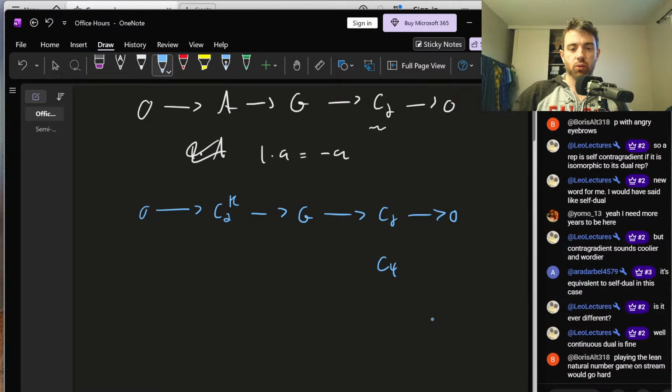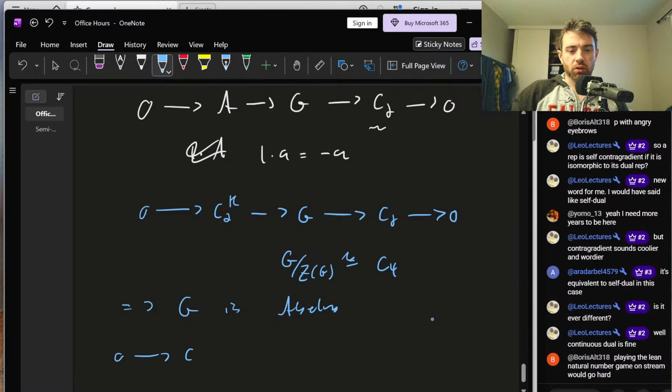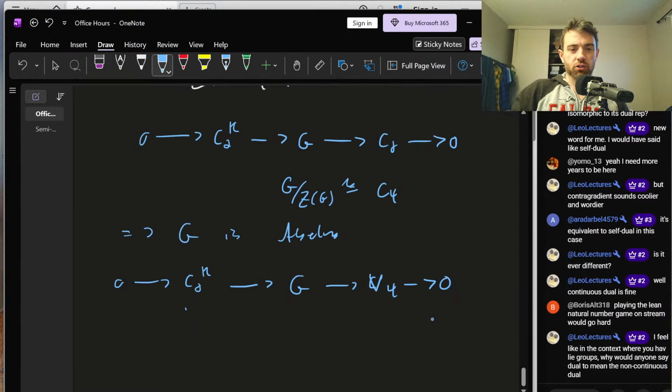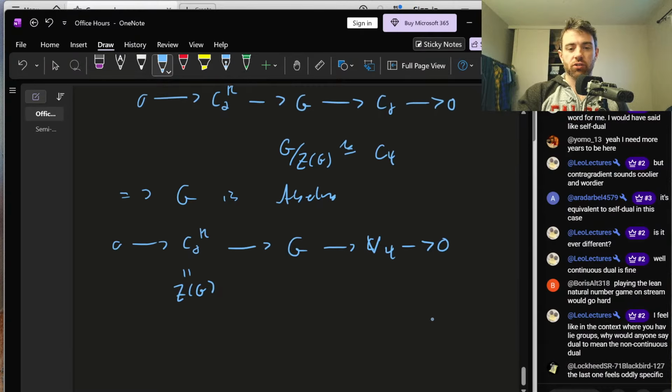Either we could have C4 at the tail end, but that would mean that G mod the center is cyclic, which implies that G is abelian. So actually we can ignore that case because we already understand it. And then the other one would be this. So here we have the Klein 4 group, sometimes written as V4, with the additional information that this has to literally be equal to the center.